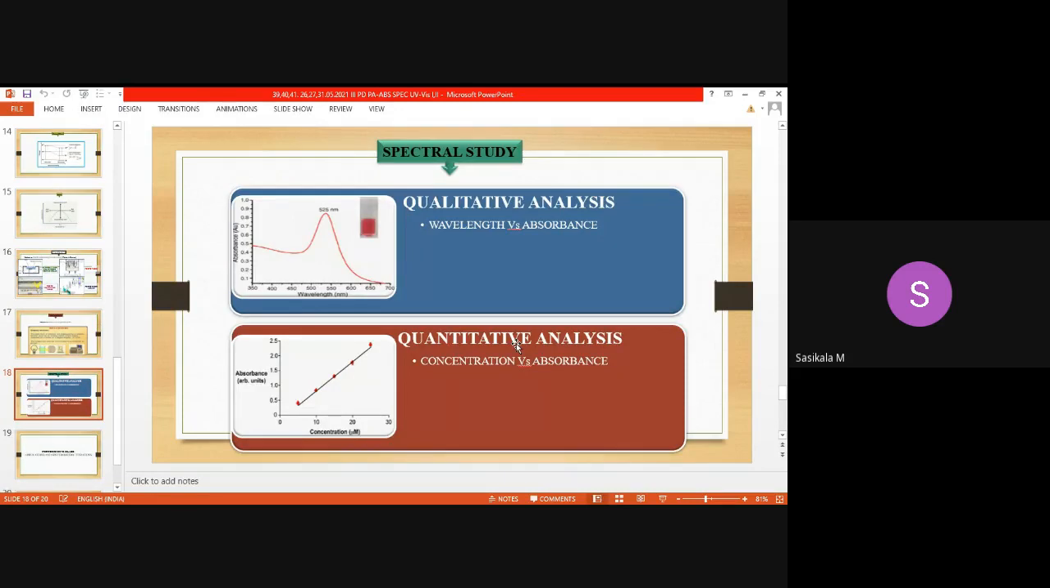Then spectral study: based on how the spectrum appears, what are the two studies we will be carrying out? Qualitative analysis and quantitative analysis. In qualitative analysis, we take wavelength versus absorbance. Wavelength on the x-axis, absorbance on the y-axis, as already discussed, and there is a peak for the sample. This is just the sample format I have given.